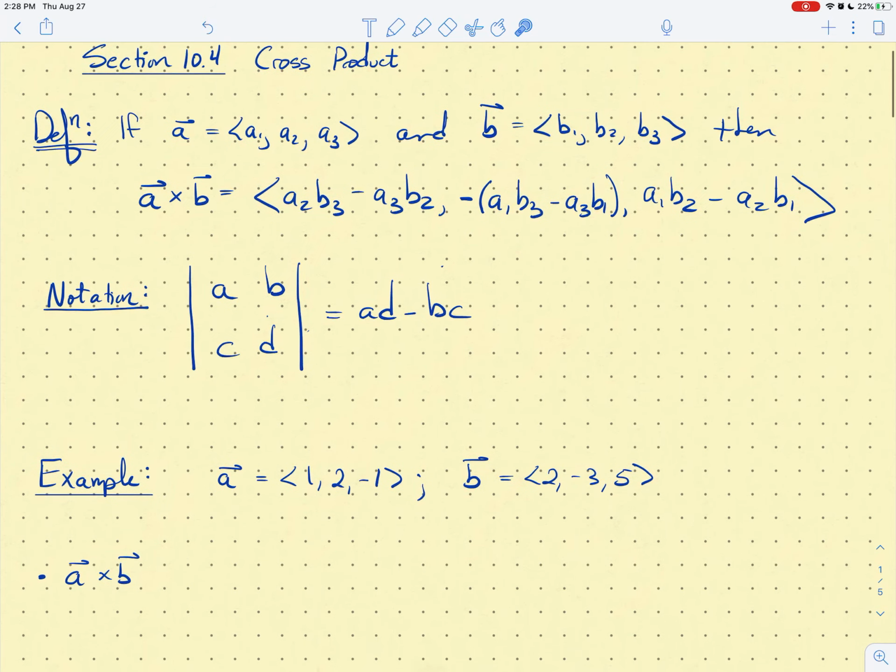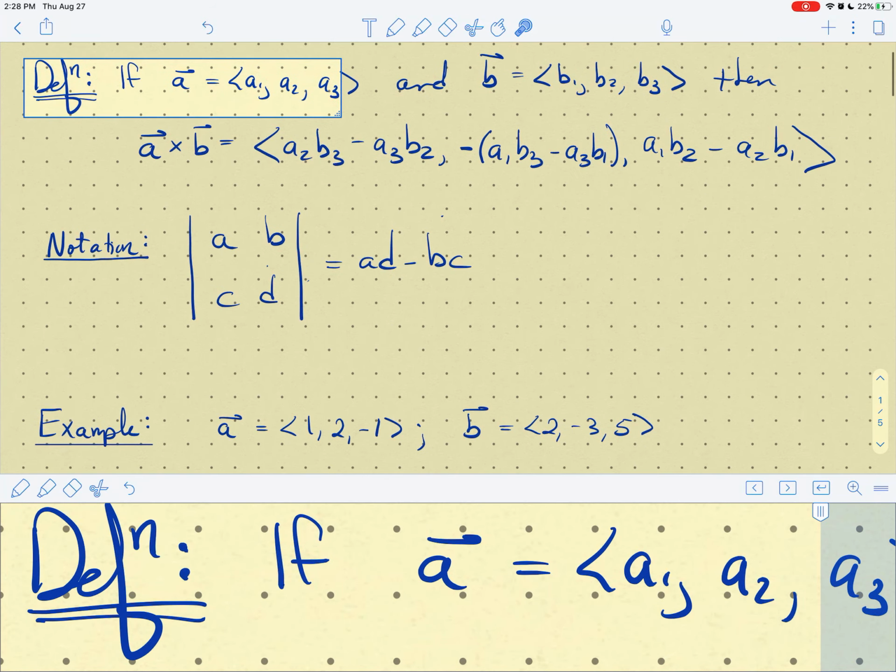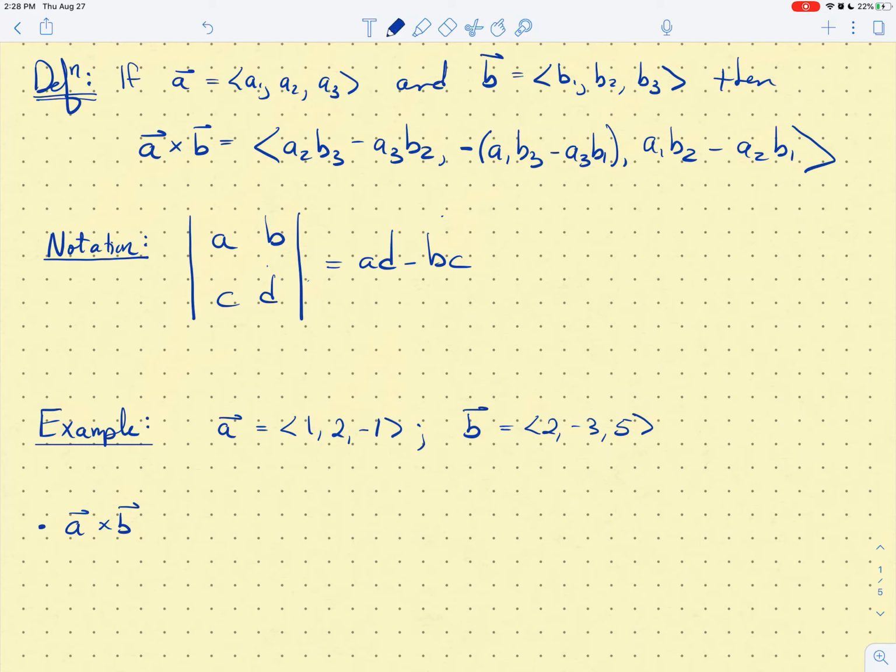All right, so let's actually work out an example. How do you actually do this in practice? Here's how I do it. I write down my two vectors like this: 1, 2, -1, and below it 2, -3, and 5. Now when I want to compute the first component, I'm going to cover up the first components, and I'm going to take this diagonal minus that diagonal. That's all this part is. It's just a determinant of this grid.